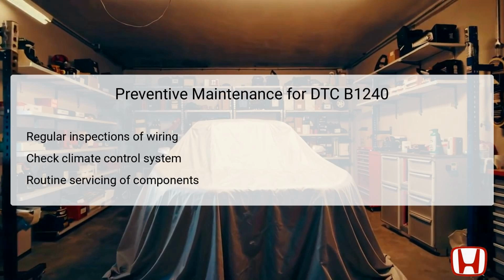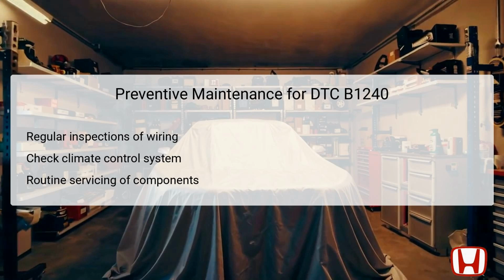To prevent future occurrences of DTC B1240 and similar issues, routine preventive maintenance is essential. Regular inspections of the wiring associated with the mode control motor and climate control unit can help catch potential problems before they escalate into significant failures.